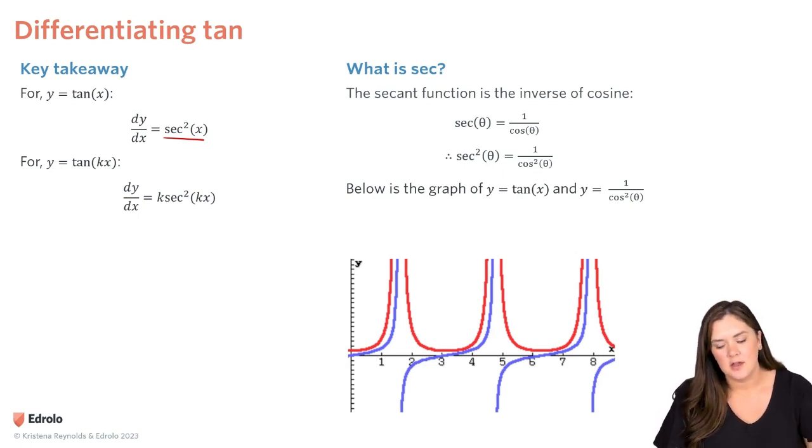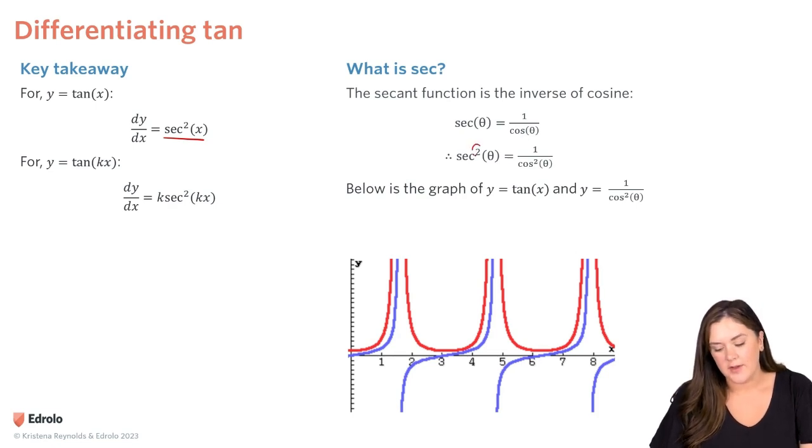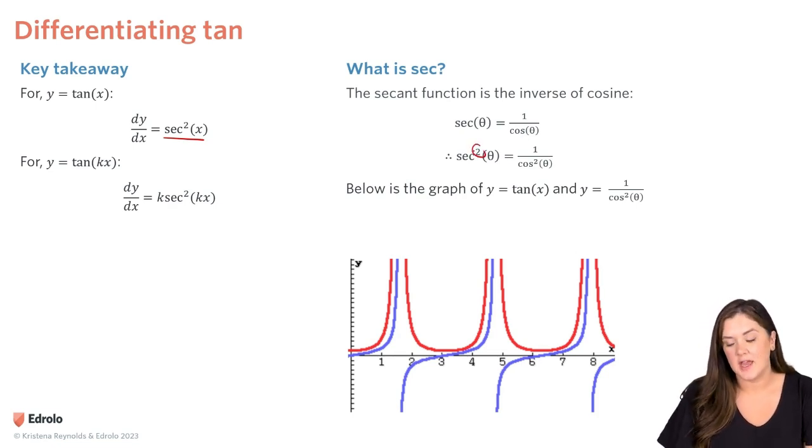So what is sec? Well, we have a relationship here that sec of theta or sec of x, whatever you're going to use, is 1 over cos of that variable. So in this case, we have 1 over cos of theta. So then when we have our square there, it's just going to be the same, but with a square. So we've got sec squared theta equals 1 over cos squared theta.